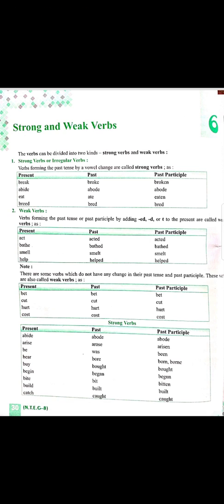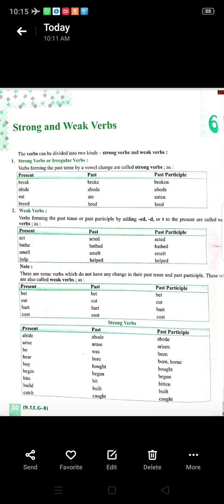Like here you could see act. It is a verb given in present. We have added ed to it and it becomes acted in past and past participle. Similarly, smell: we have removed one l from the present and added t to it, so that it becomes smelt for the past and past participle, and hence it is a weak verb.